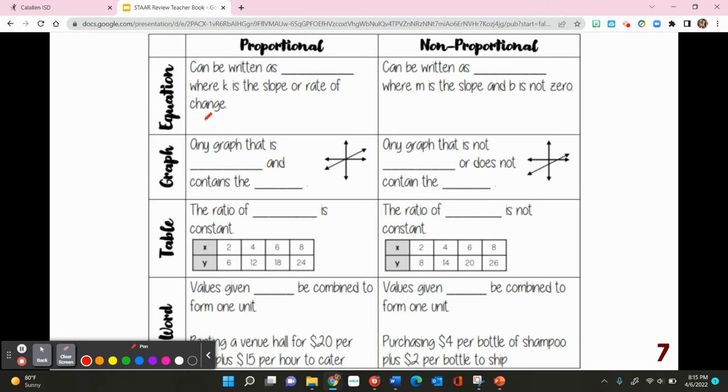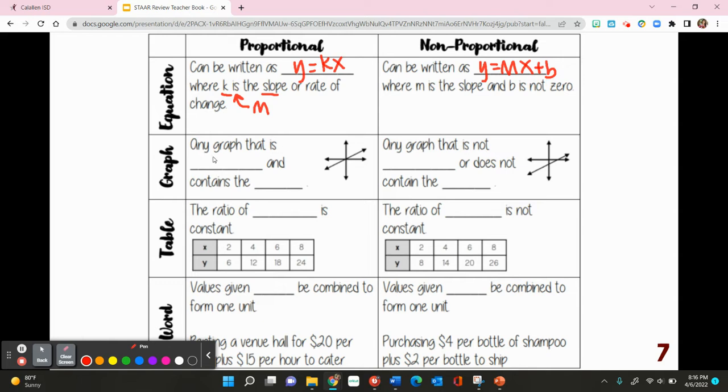We kind of already touched base on that. So here it says a proportional equation can be written as y = kx, where k is the slope or the rate of change. Now, you can also use m for k. So whatever you want to do, y = kx or y = mx, it stands for the same thing. Now, a non-proportional equation can be written as y = mx + b, which we talked about yesterday, where m is your slope and b is not 0. So, for example, your y-intercept might be (0, -3). If it does not go through the origin, it is non-proportional.